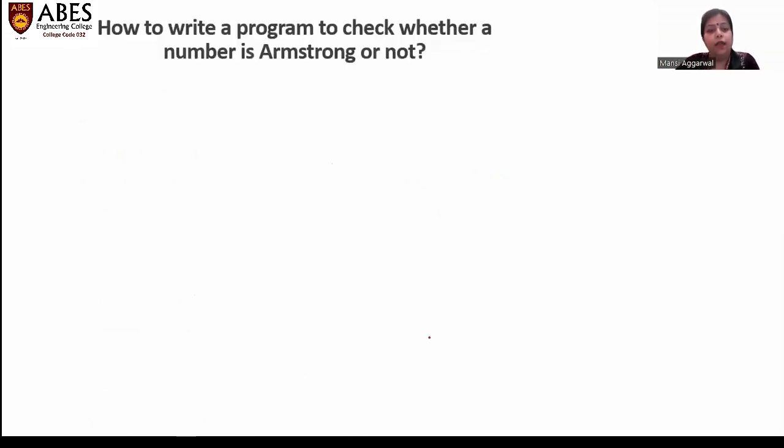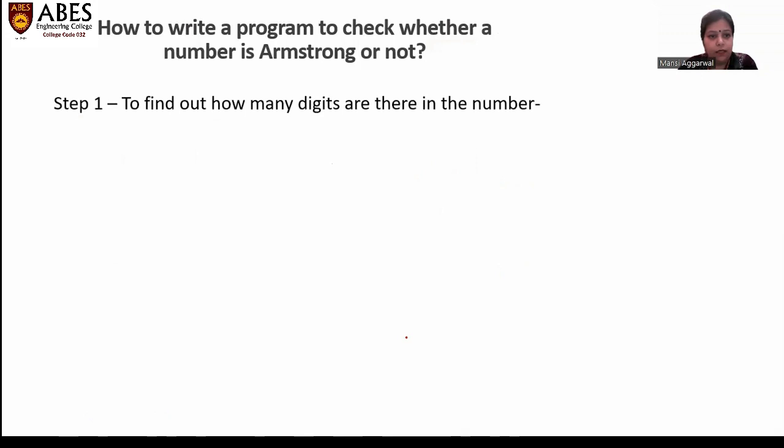In order to implement this concept in a C program, we have to follow various steps. The first step is to find out how many digits are there in a number. For this, we have a simple code. Over here, I have taken n, which is the total number of digits in the number, and num is the original number which we want to find out whether it is an Armstrong number or not.